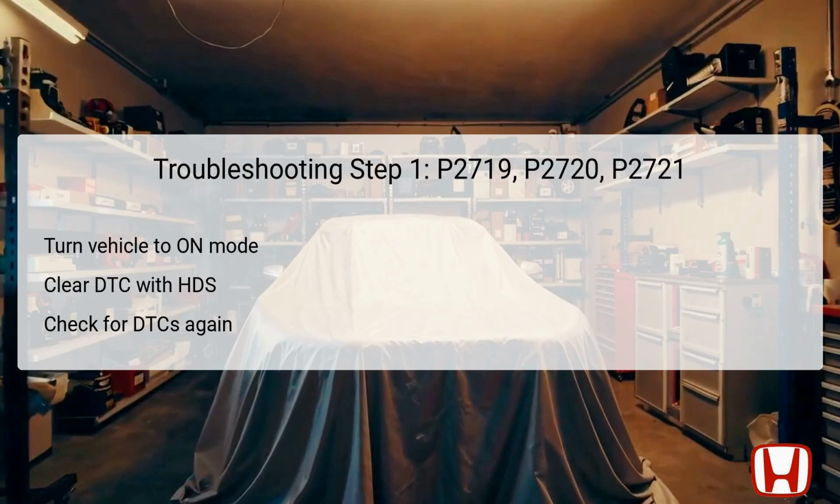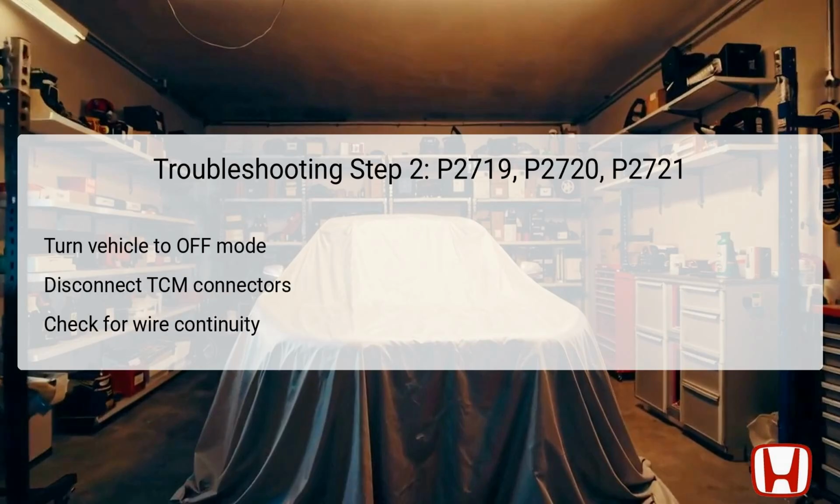After clearing the codes, turn the vehicle to the off or lock mode to reset the system components. Subsequently, turn the vehicle back to the on position and allow the systems to initialize for several seconds. Finally, check the HDS once more for any pending or confirmed DTCs to assess whether the problem persists.